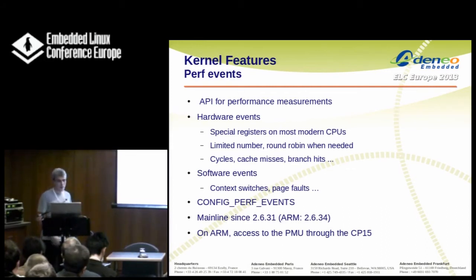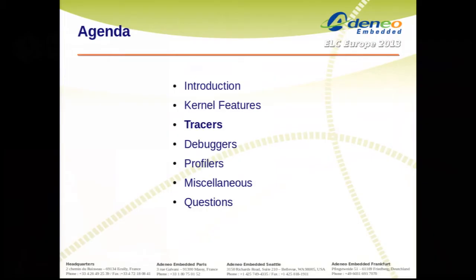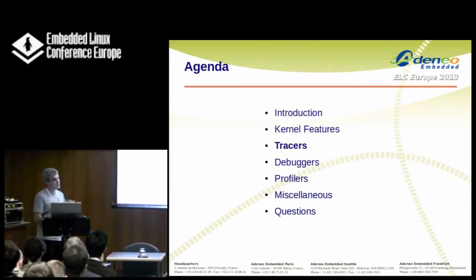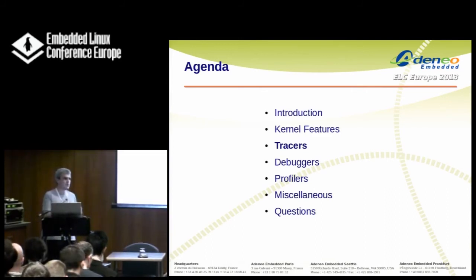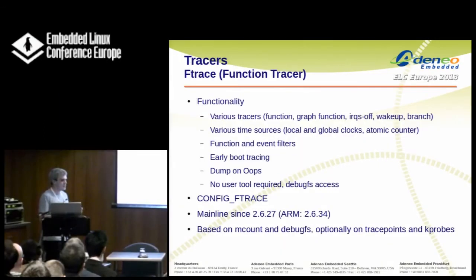It has also software events. So perf also provides software events, which are not using specific hardware registers for that. You just use atomic counters in the code. Okay. So all these features are great, but we saw that you have to load modules. Some of them use an interface on DebugFS. It's not that easy to use every day. So what are the tools that make them a little bit easier to use?